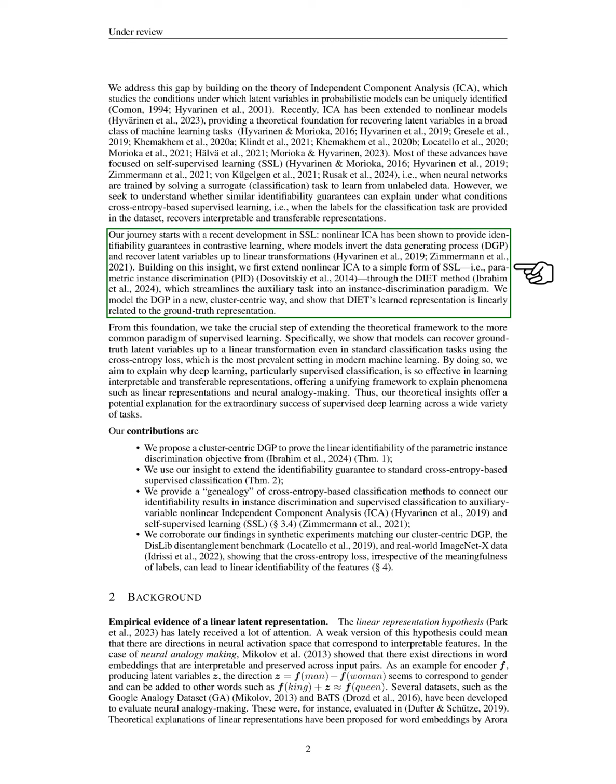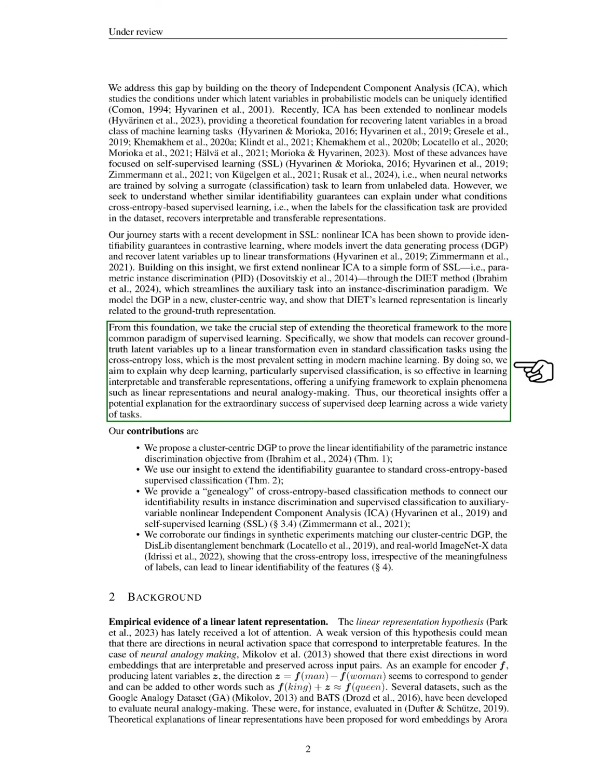We begin by noting that nonlinear ICA has shown identifiability guarantees in contrastive learning, where models recover latent variables through linear transformations. We extend this concept to a simple form of semi-supervised learning using the DIET method, which simplifies the auxiliary task into an instance discrimination framework. We model the data generation process in a cluster-centric manner and demonstrate that the representations learned by DIET are linearly related to the true representations.